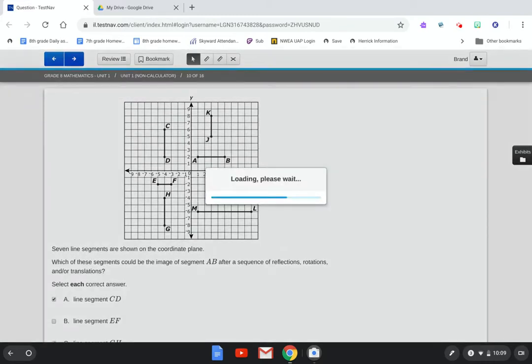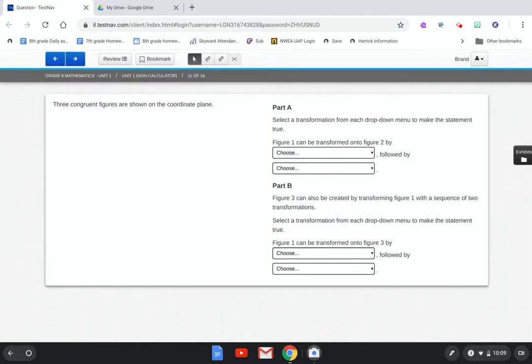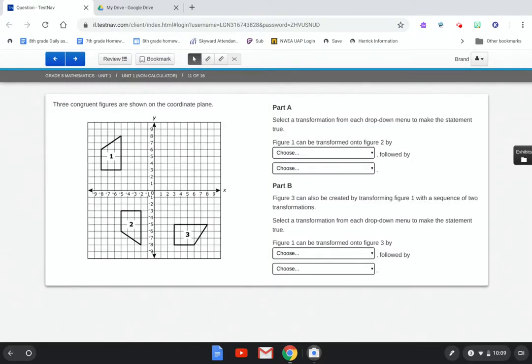All right, number 11. We have the photos loading. You have 3 different quadrilaterals. They're all actually the same shape, same size. They're all congruent. We just have to manipulate them and do a transformation for them to end up on top of each other. So the first one is, how can I get figure 1 onto figure 2?